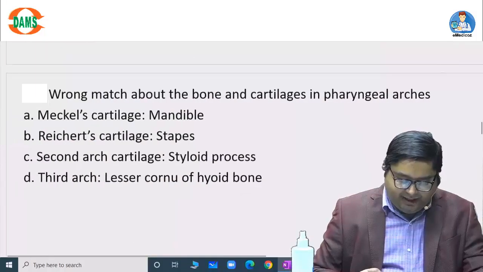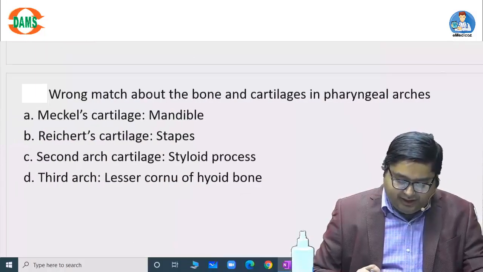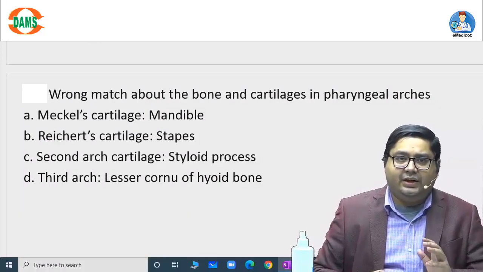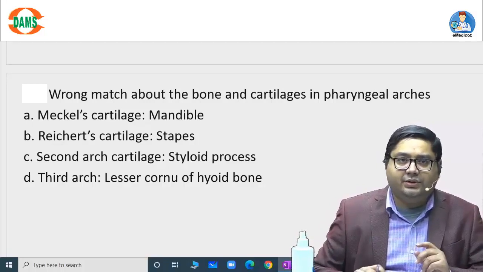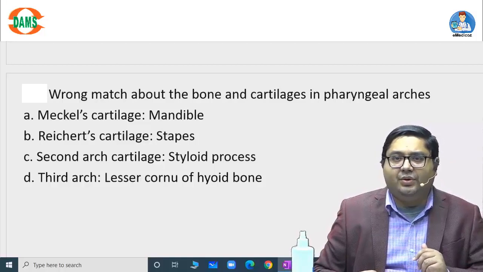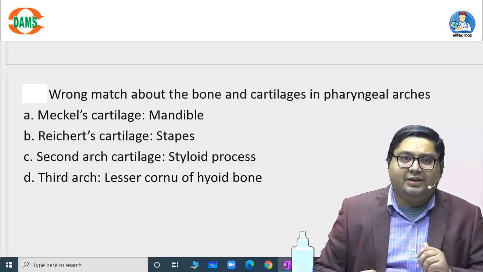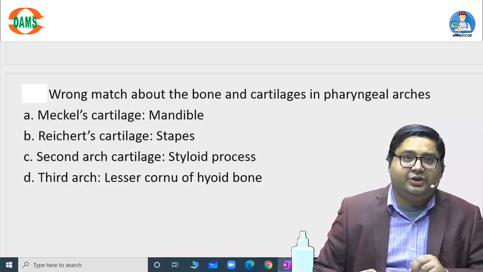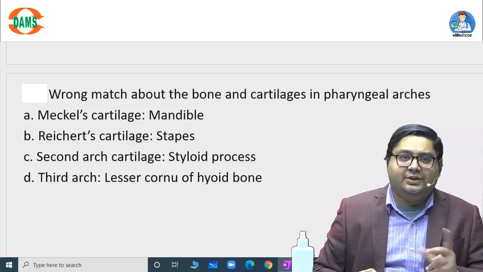Fine. Wrong match about the bones and cartilages in the pharyngeal arches. So we have been given these choices and we have to find out which one is the odd one out. Okay. Meckel cartilage, mandible looks fine because both of them belong to the first arch. Reichert cartilage, stapes, again fine, there is no problem. Second arch cartilage with the styloid process, that is also fine.